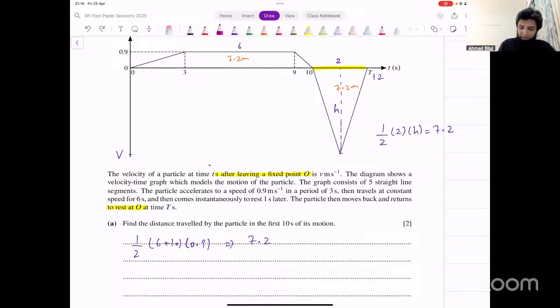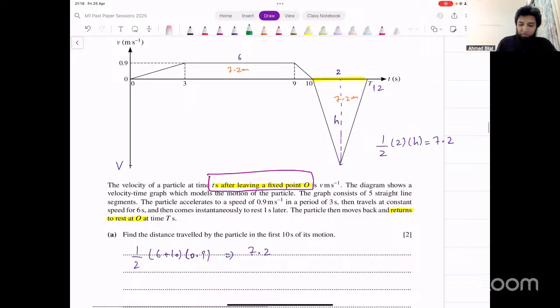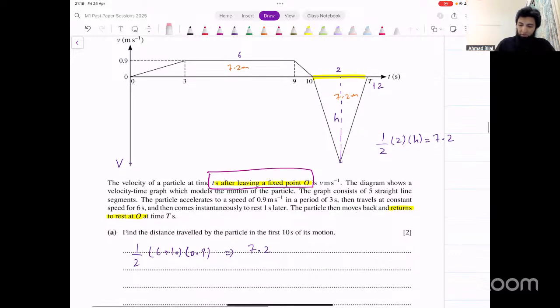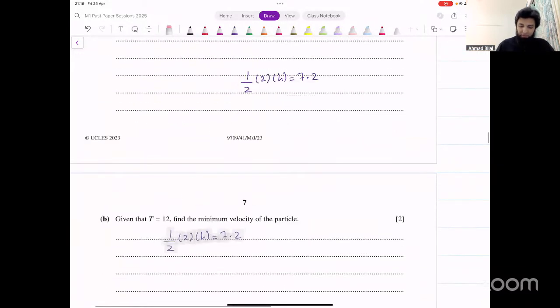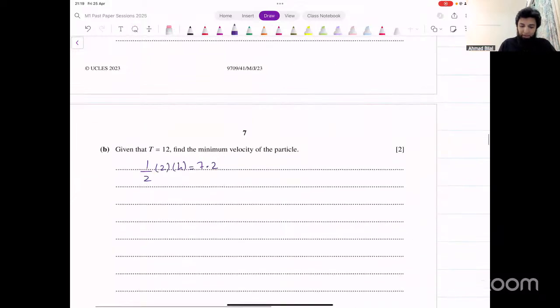The particle started from O and it returned to O as well at the end. Right? It started from O and it returned to O. So the point that it started from, it's returning back to that same point. So displacement is 0. So whatever is the displacement in the positive direction, it's the same in the negative direction. So that gives us that the height of that triangle is equal to 7.2.